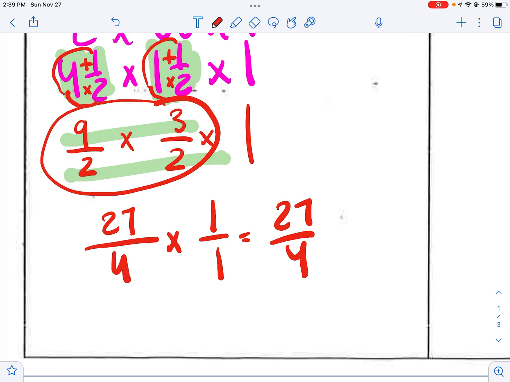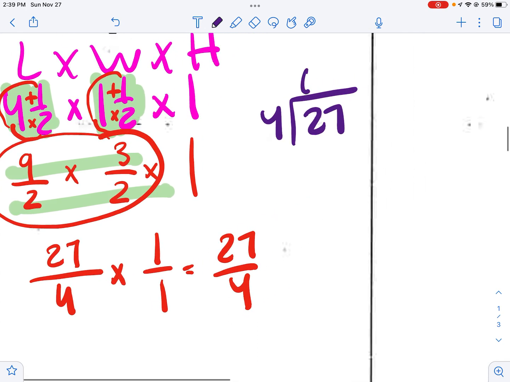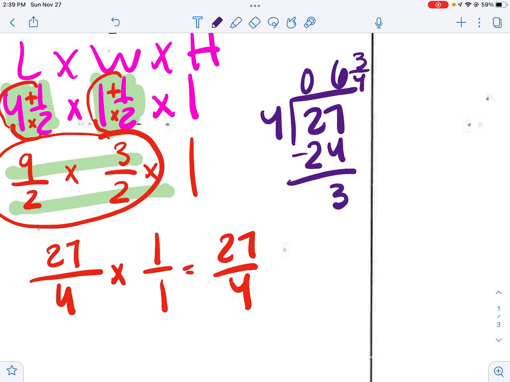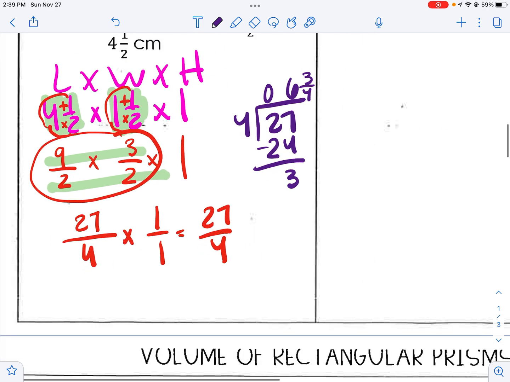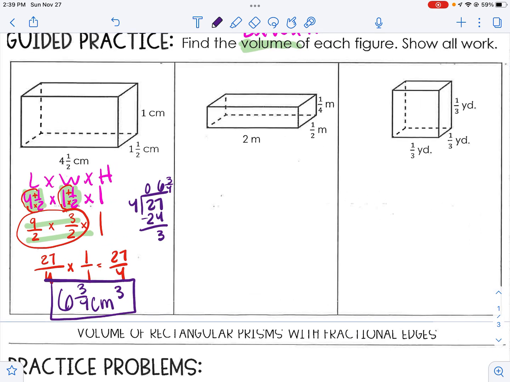I can't leave 27 over 4 that way because it's an improper fraction. So I'm going to divide. 4 can go into 2 0 times. 4 goes into 27 6 times. 6 times 4 is 24. Subtract and I get a 3. So I got 6 3/4. I can't make 6 3/4 any smaller. So my volume is 6 3/4 centimeters cubed. Okay, so that's how you do a regular one.